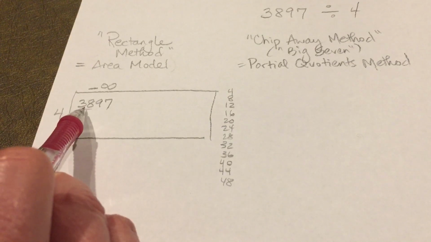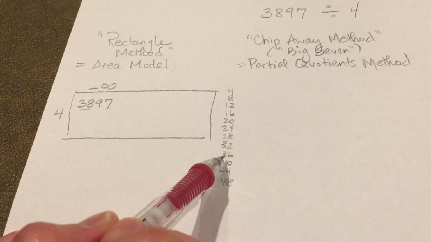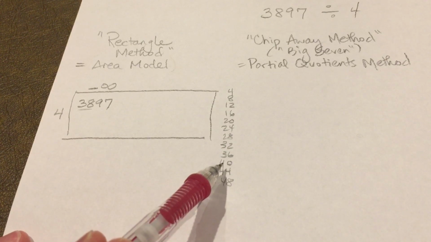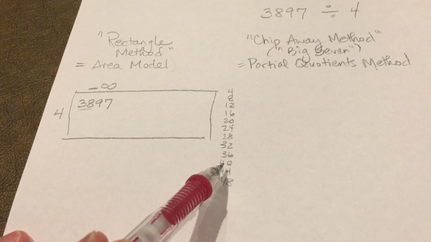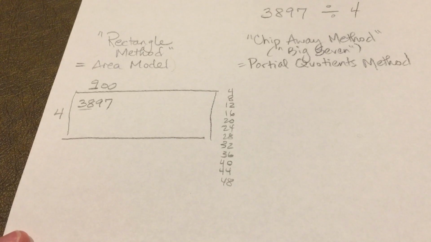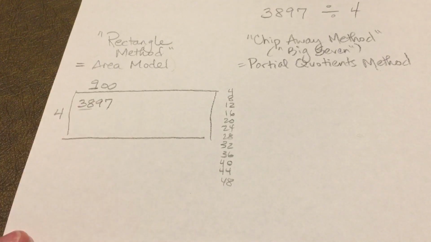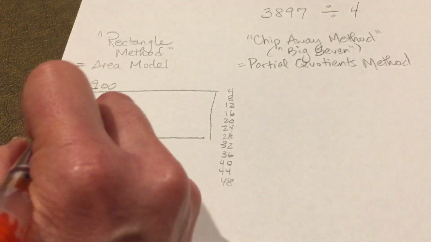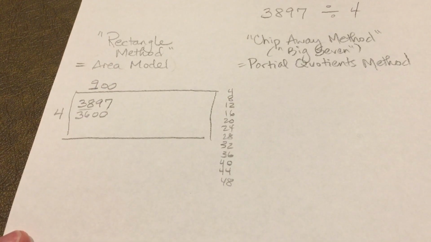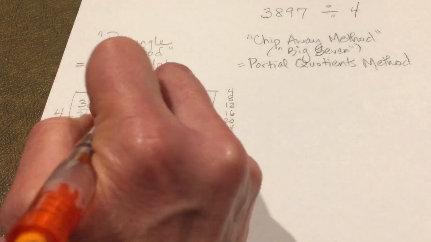Oh, but that's not big enough, because I could actually get 9 sets of 4 or 900 4s to get to 3,600. I can't, of course, go all the way to 10 4s or 1,000 as we discussed before. So I'm going to take 900 4s because I think that's the most I can get out of this 3,897. And then I go ahead and do that. I actually take 900 groups of 4 out. I subtract and I get 297 left.